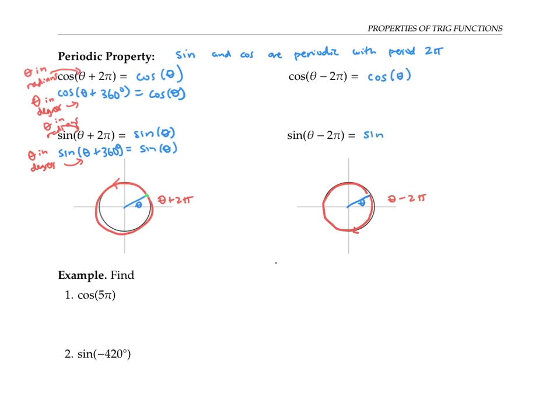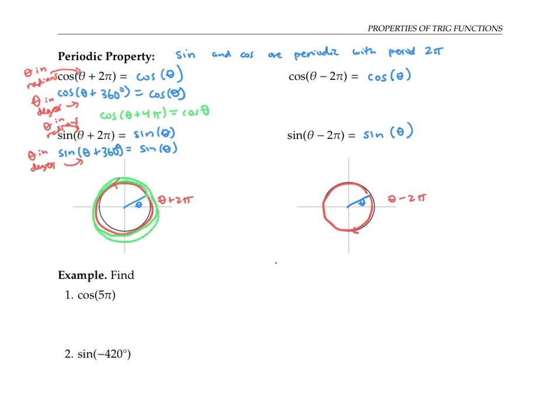Sine of theta minus 2 pi is the same thing as sine of theta. The same statements hold if we add or subtract multiples of 2 pi. For example, cosine of theta plus 4 pi is still the same thing as cosine of theta. This time we've just gone 2 turns around the unit circle and still gotten back to the same place.